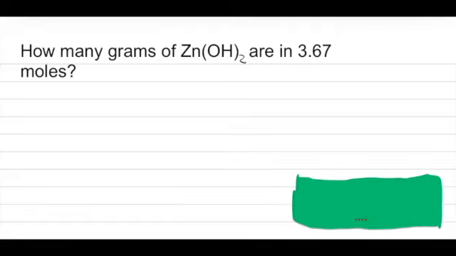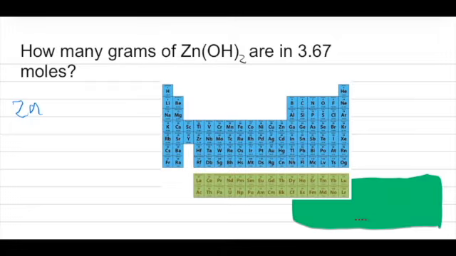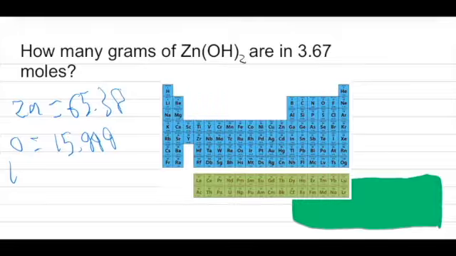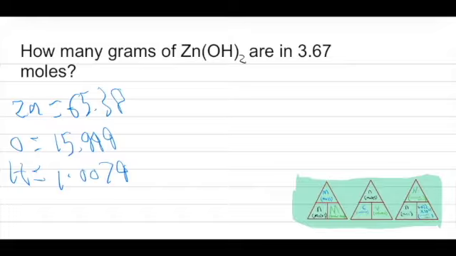So how many grams of zinc hydroxide are in 3.67 moles? Let's find the MR. For Zn, it's 65.38. Oxygen, we already did, is 15.999. And hydrogen, we also already did, it's 1.0079. Let's get rid of this. So what formula are we using? Simply the first one, because we are finding mass and we have the molar mass and we have the moles.